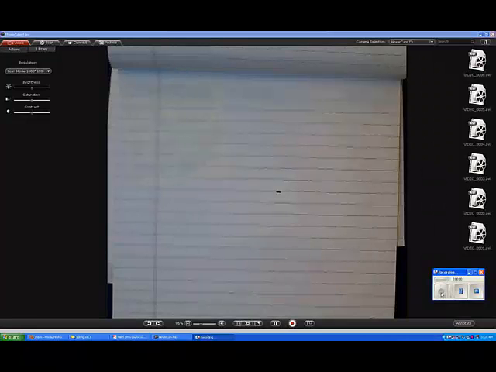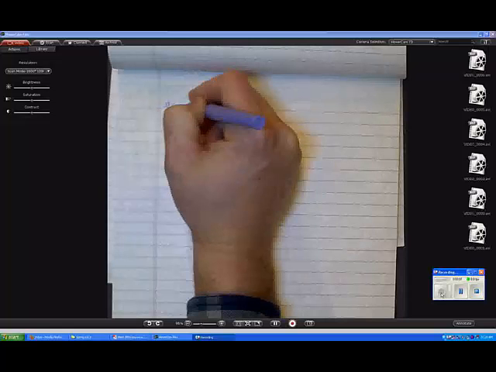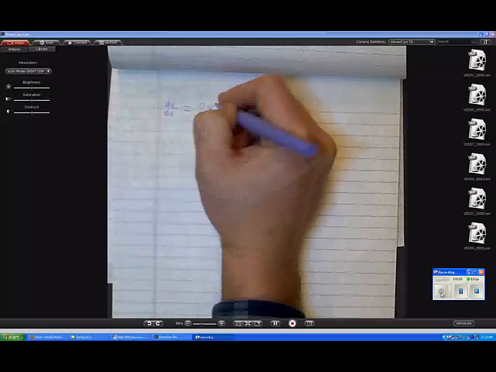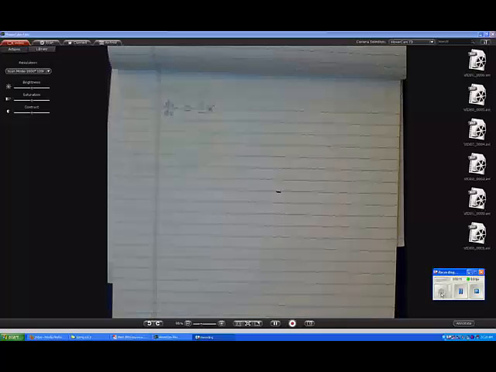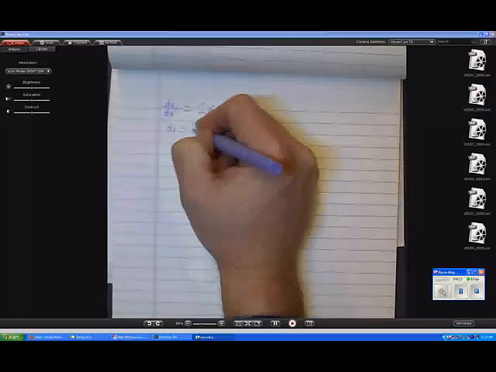Why don't you guys try to solve this one? dy/dx equals 2x. Have fun. This is the simplest differential equation I could have given you, right? I mean, are there steps at all? Well, I guess I could separate the variables.